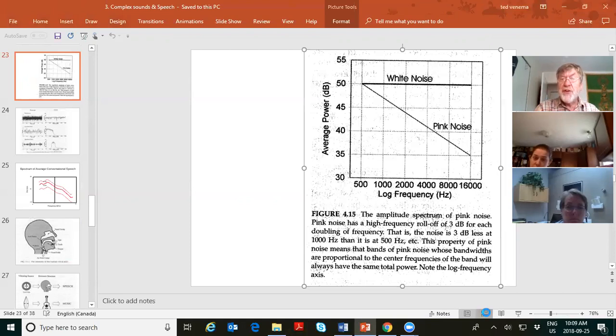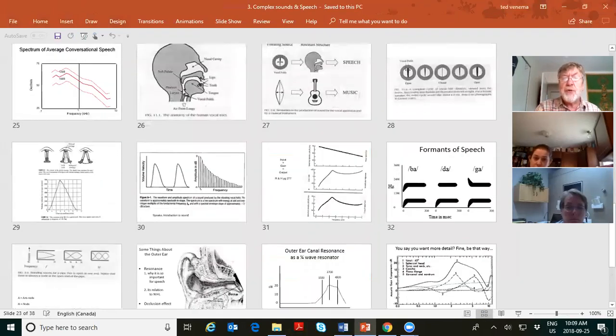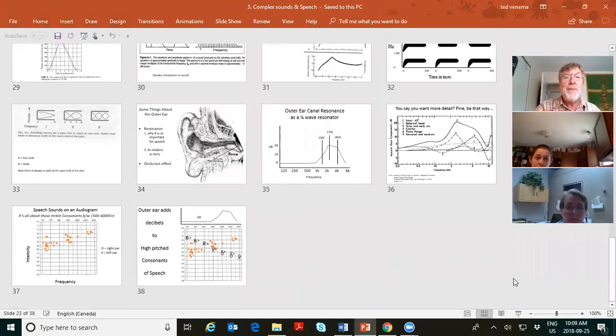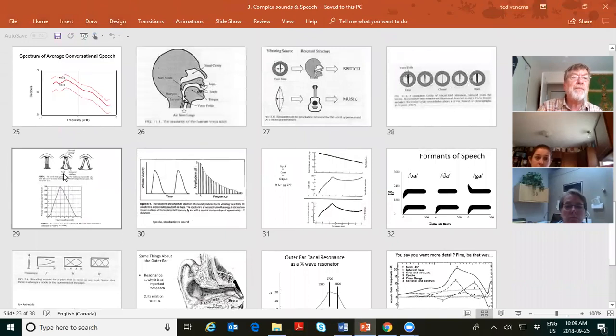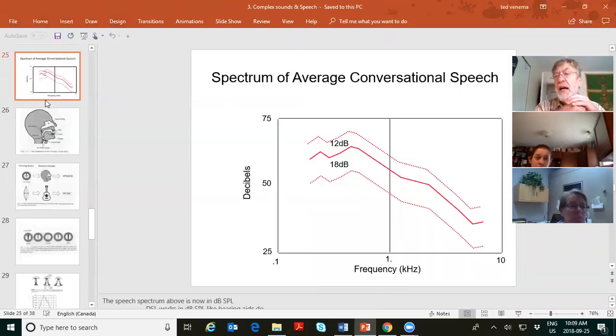And I can show you the spectrum of speech. Bet you dollars to donuts I got that puppy in here. I sure hope I do. There we go. Here it is. Spectrum of average conversational speech. Don't worry so much about the top dotted line and the bottom dotted line. Just look at the solid one. More energy in the low frequencies because that's where the vowels are. All sounds made from the larynx. And by the way, larynx, never call it a voice box again. It's a larynx.